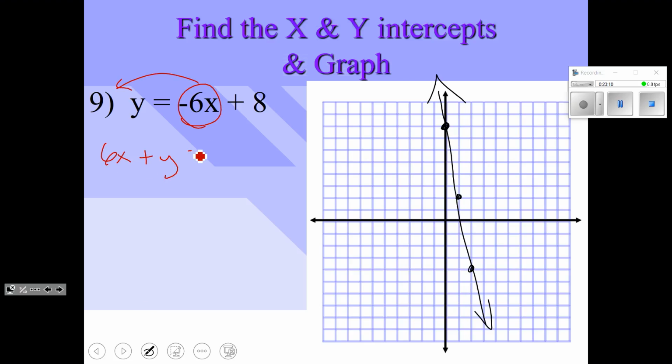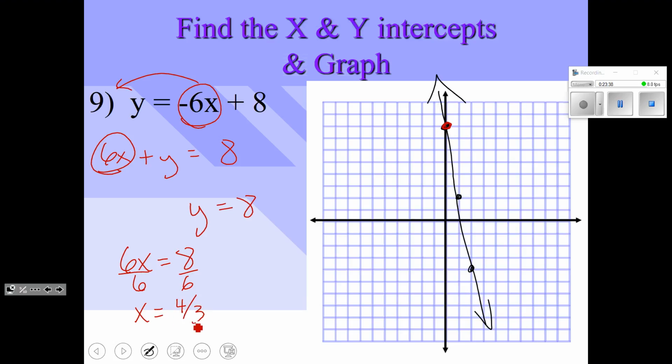6x plus y equals 8. This one's pretty simple. If I plug in 0 here and all that goes away, what are you left with? Well, there's your y-intercept right there. Up 8. There's no solving to it. Does that make sense? The x is a little different. If I plug a 0 in here, I'm left with 6x equals 8. If I divide by 6, what does that mean x is? What's 4/3? Does that mean up 4 and over 3?